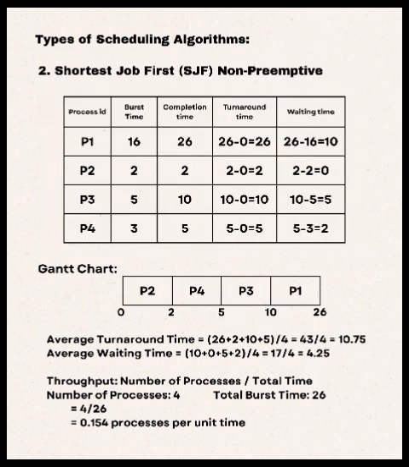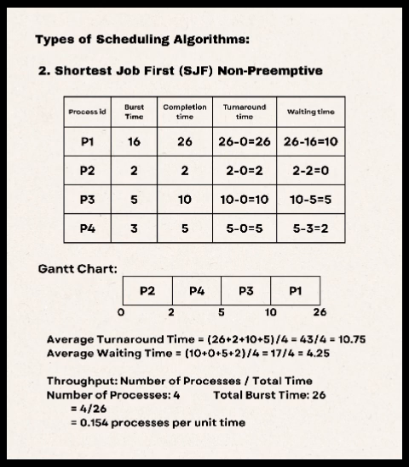Second, we are going to compute for the SJF, or shortest job first. Since there was no arrival time for the processes, we will assume that they arrive at time 0. We look first for the shortest burst time. Since P2 has the shortest burst time, we put it in the Gantt chart first. Second is P4, then P3, and lastly P1.